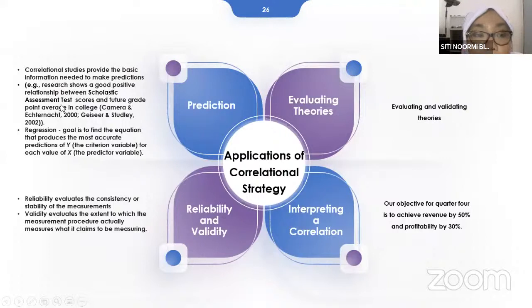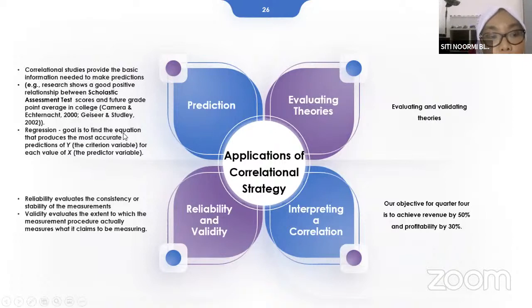So based on these findings, the university or college officer may choose the student or candidate with a high score in the SAT test. Based on the finding, they can make a prediction that those who have a higher SAT score can survive better during their life in university.